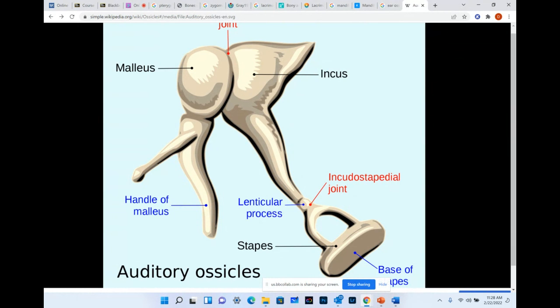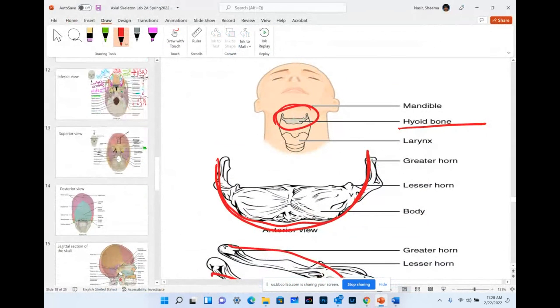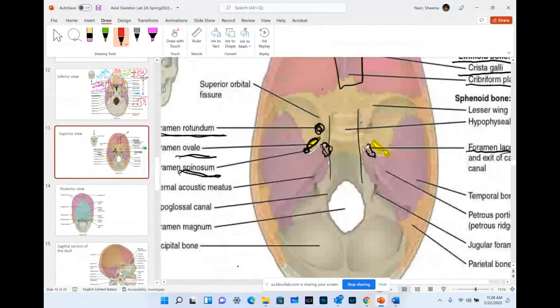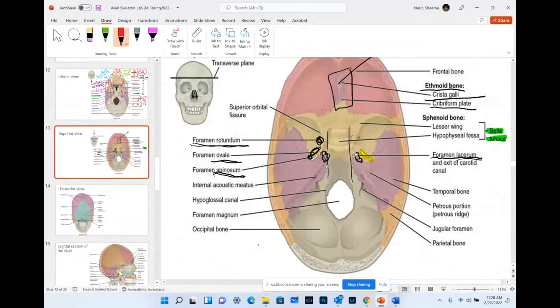And where are they present? I already showed you earlier when we were doing the temporal bone. Remember, on the inside of the skull, you see this part right here. This is the petrous portion of the temporal bone, and it is what holds your ear ossicles. On the inner side of it, you can also see the internal acoustic meatus, but we already did that.